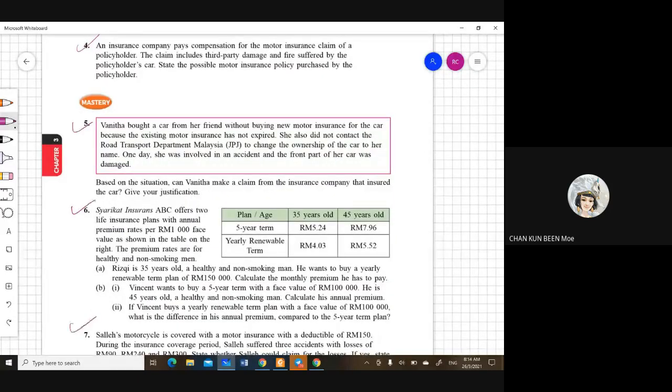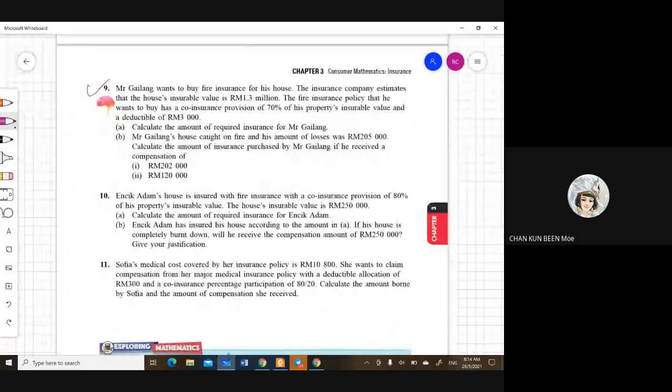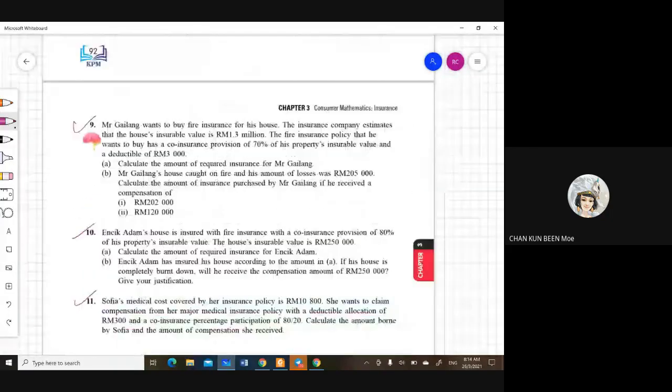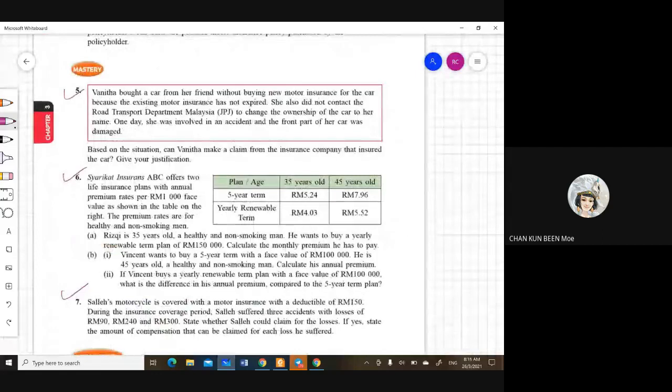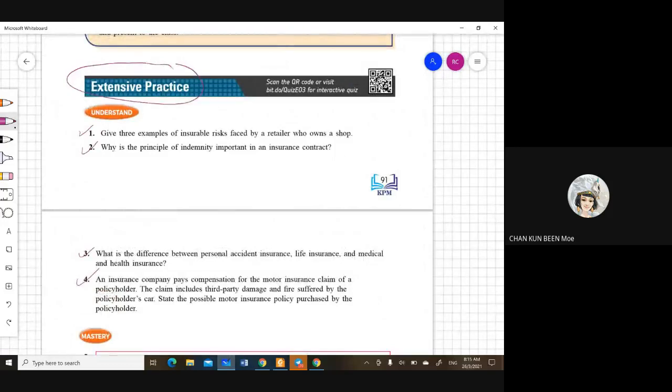5, 6, 7, 8, page 92, 9, 10, 11. A lot of wording, right? So you don't have to copy the question as usual. You just need to answer the question properly by stating down the title of the exercise and then the page number, that is 91, and then you start answering the question number 1. Give 3 examples of insurable risk faced by a retailer who owns a shop. So you got to think about it. What are the risks that is faced by a retailer who owns a shop? You got to imagine of it. But then you don't have to worry. You can refer to the answer at the back of the textbook. But then you got to make sure you know how to answer after in the exam later on.